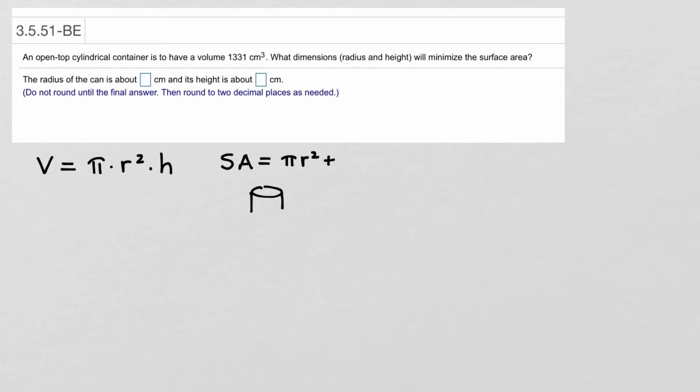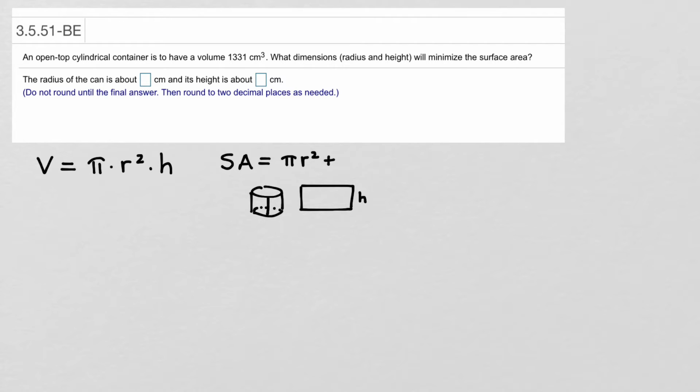So, this is my container. Imagine that I cut along the height of the container, and let's imagine that the bottom is open. So now when I cut that and I open it up, what I get is a rectangle.